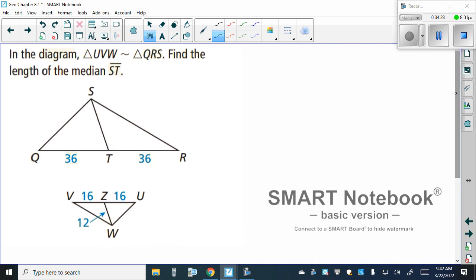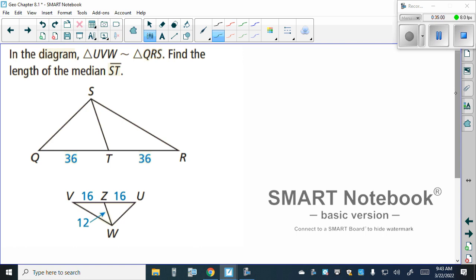Let's look at this next one. We have about 10 minutes left, yes? Yes. We're going to do two more. So we're going to do this one here.